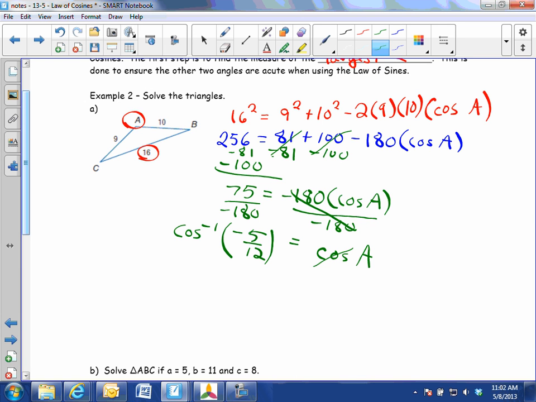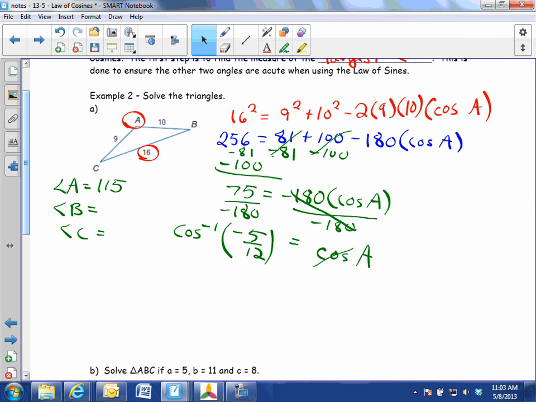Inverse cosine. I got 115. You got 15 too. So when you bring it over, just enter the inverse cosine. Now can you do the law of sines? Yeah, totally do the law of sines. Sure. How would we set it up with the law of sines?